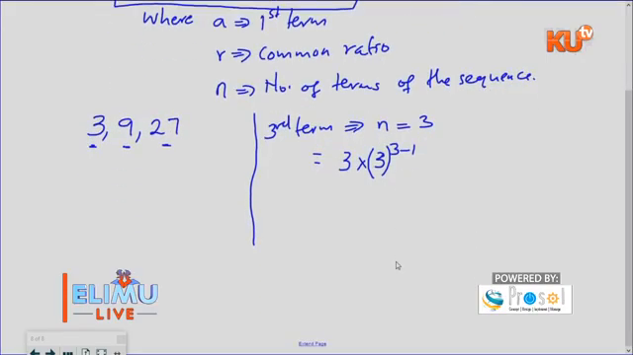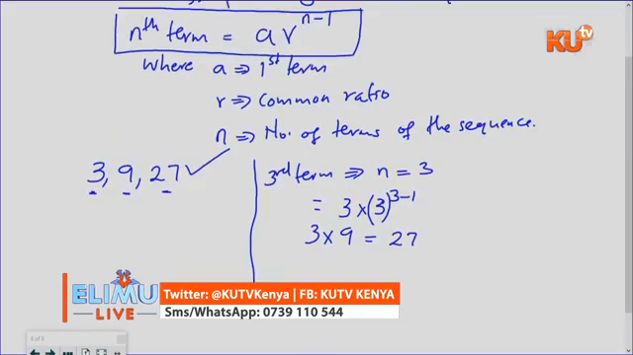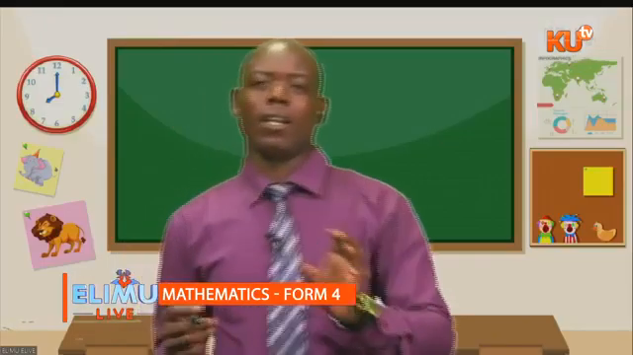Good. Let's work it out and see. We have 3 times 3 to the power 3 minus 1, which is 2. And 3 power 2 is 9. So 3 times 9 gives us 27. And indeed, the value was 27. So it is simple. Just get to understand the formula. Once you understand the formula, the calculations will always be simple, as I've shown with the examples.